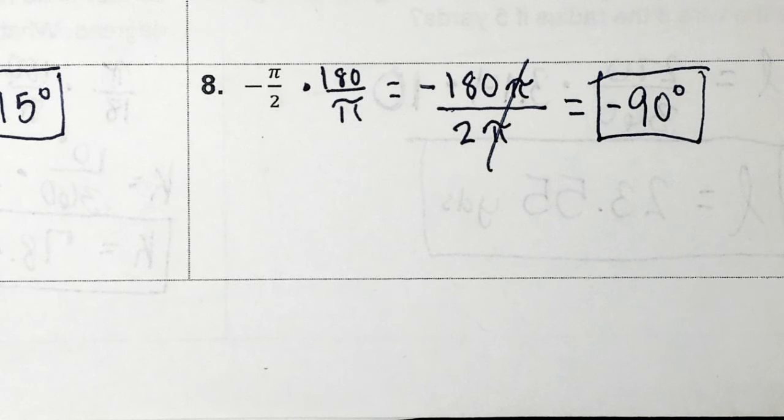Pi divided by 4 is going to be 45, because it's a quarter of 180. And then pi divided by 3 is 60. It's a third of 180.